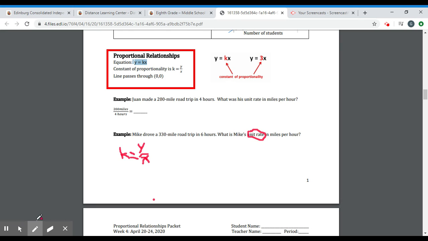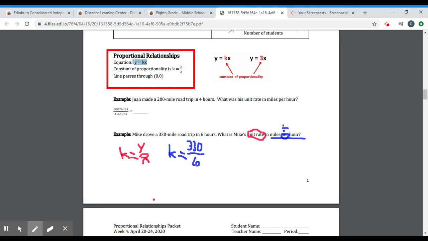Well, remember that they want miles per hour. Remember per means to divide, even though it's already set up as my equation here. So in order to find my K, I'm going to do 330 over 6 hours.